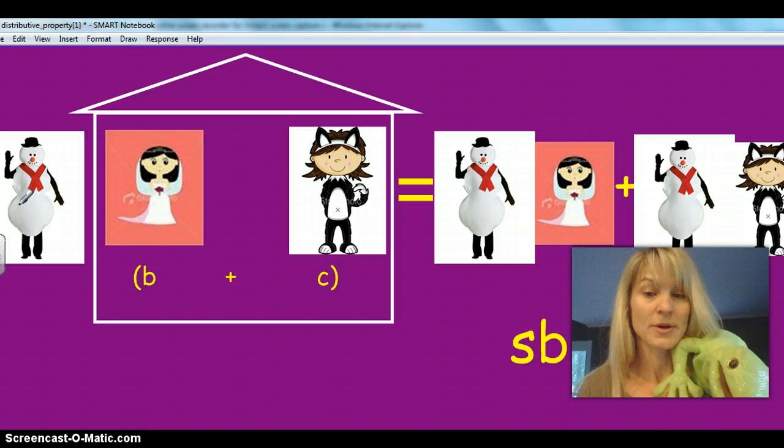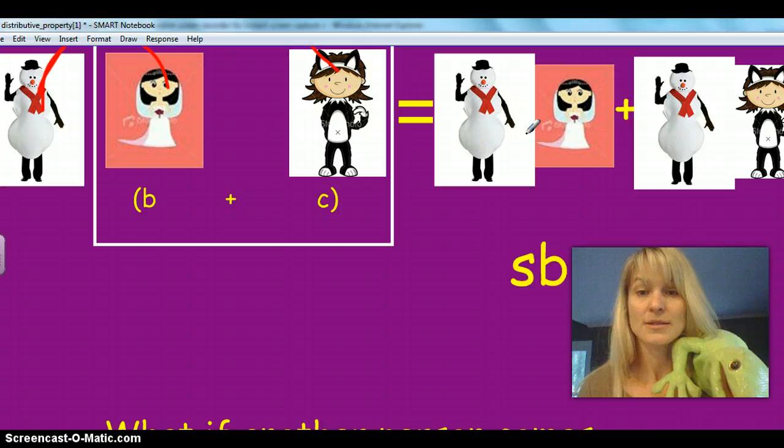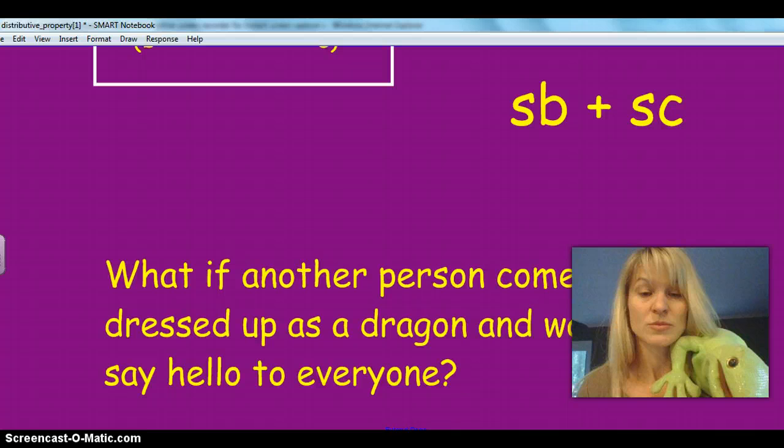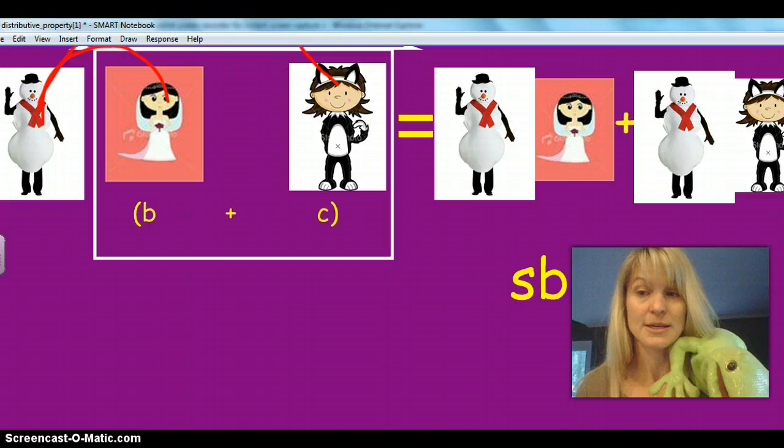So now here you are as the snowman. You want to say hi to the bride and the cat. So we're going to distribute the snowman. So first the snowman's going to say hi to the bride, and the snowman's going to say hi to the cat. So in the end, if you look over here, we have S times B, the snowman said hi to the bride, plus then S times C, the snowman said hi to the cat. And then the question comes, what if another person comes in dressed up as a dragon and wants to say hello to everyone? Well, here you guys are now, S times B plus S times C.